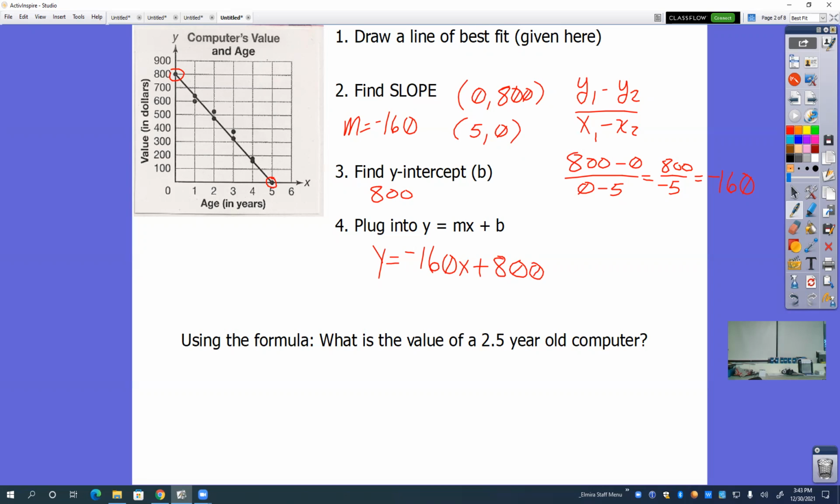Okay. So then looking at the trend line, what is the value of a 2.5-year-old computer, roughly? $400, give or take. Okay, so that's what we're doing today, refreshing our memory banks with the slope formula and writing an equation for our trend line or line of best fit.